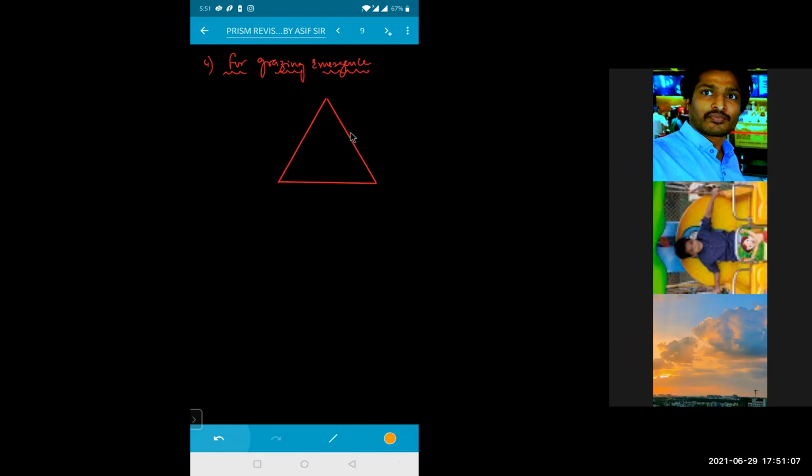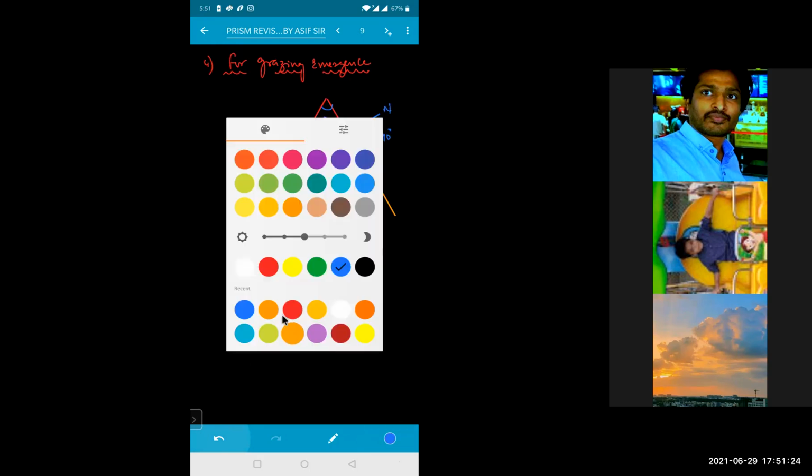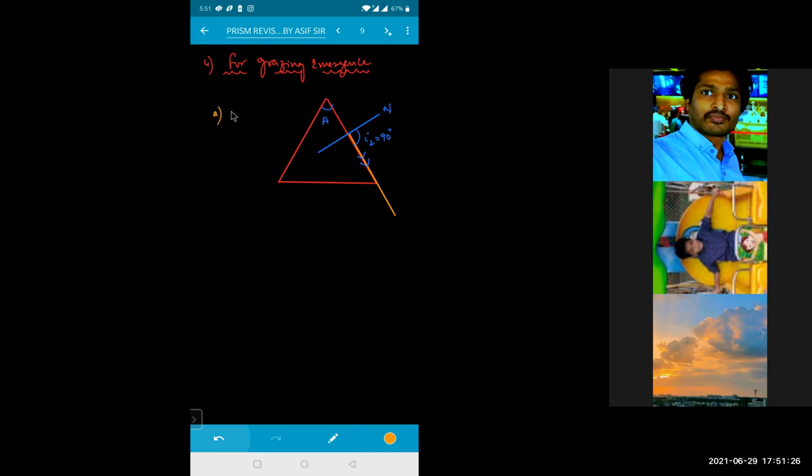Now see, emergence means the ray is going out like this, and this will be the normal somewhere like this. This will be the angle of your prism. So here I2 will become 90 degrees with your normal, as the ray of light is emerging out. So I2 is equal to 90 degrees. That means R2 will be equal to the critical angle, because you're going from denser to rarer. If I2 is becoming 90, the angle of incidence R2 must be equal to C.